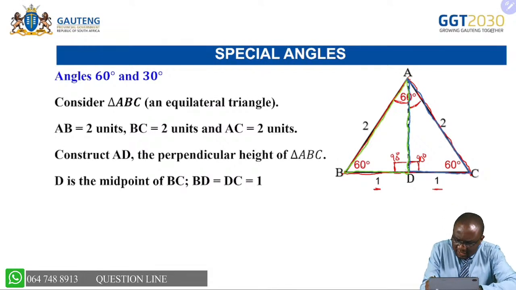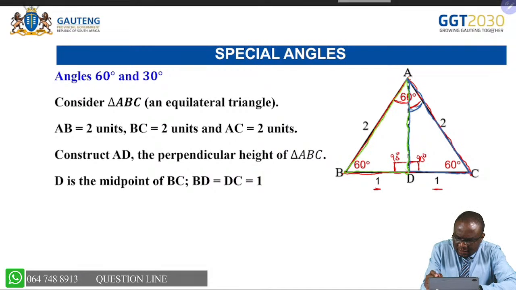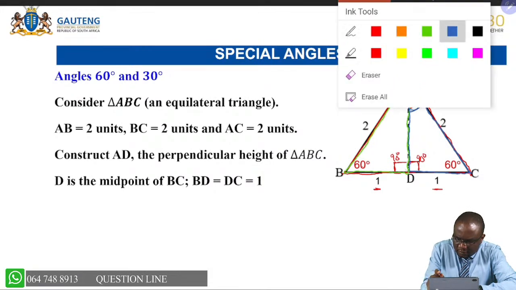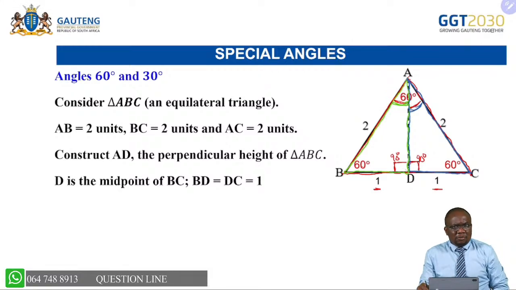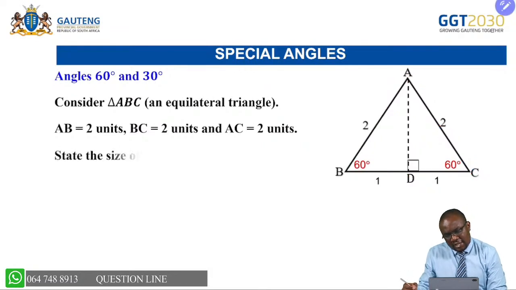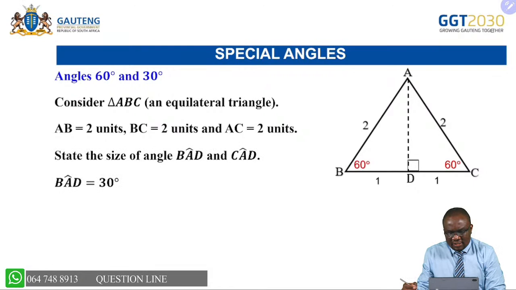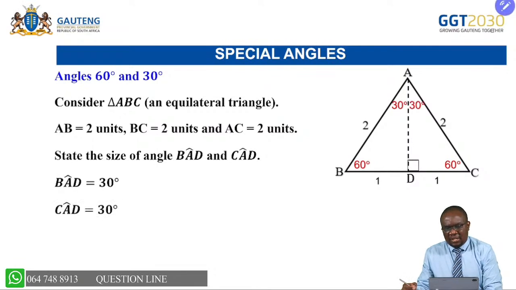So this angle here, what is it going to be? And then this angle here, what is it going to be? They're going to be 30, isn't it? Because it's 60 plus 90 plus 30, they will give us 180 degrees, okay? So there will be 30 degrees. I'm just telling you this because of the time. So BAD is 30 degrees. And then CAD is also 30 degrees, okay?